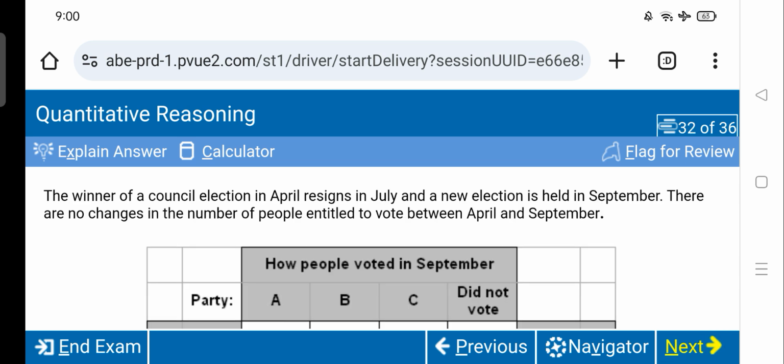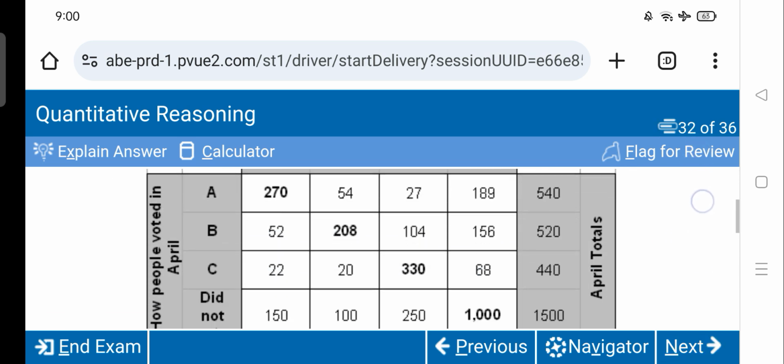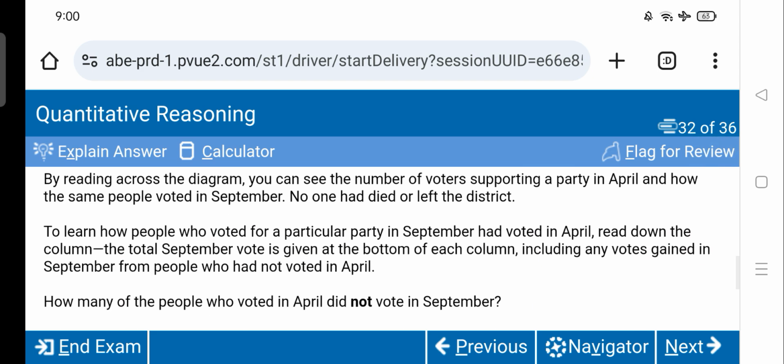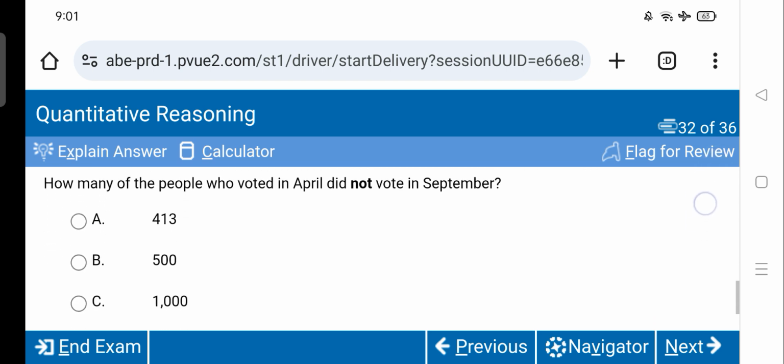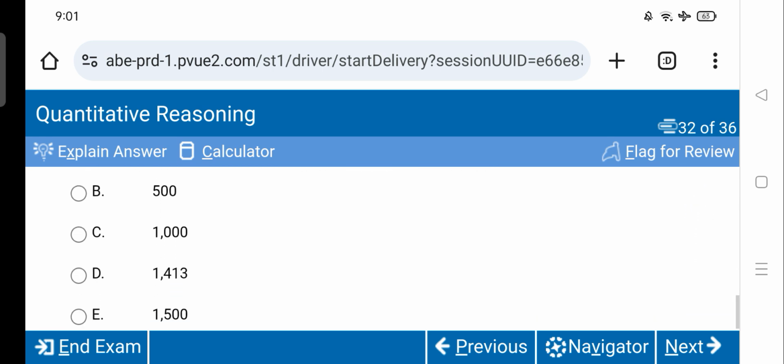Next question, we have question number 32. Using the same information, we have a different question which says: how many of the people who voted in April did not vote in September? Option A, 413, option B, 500, option C, 1000, option D, 1413, option E, 1500.